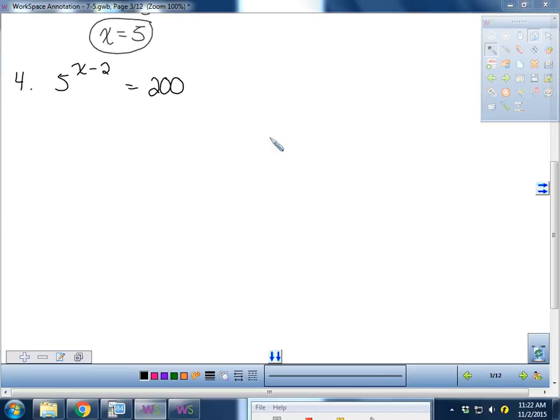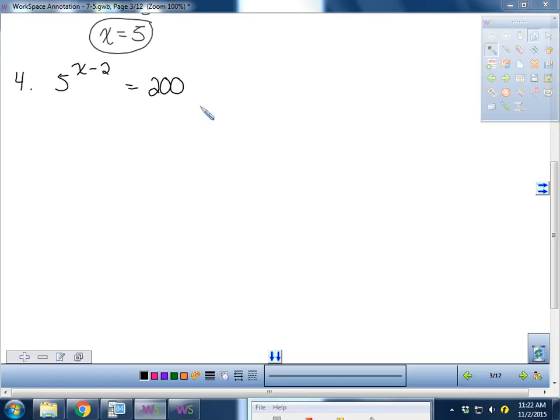All right, number 4. Okay, so number 4, I'm trying to think if I could maybe write 200 with a base of 5, because 5 is a prime number. So I have to think, okay, is there something I could write 200 where I have 5 to some power? And there's not. So I'm going to have to do this a different way.